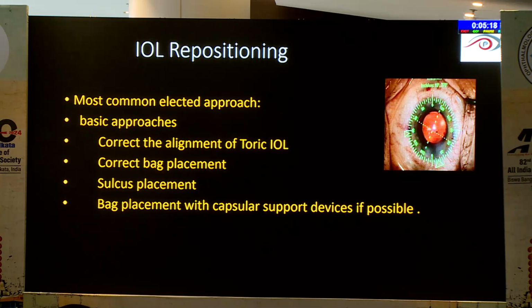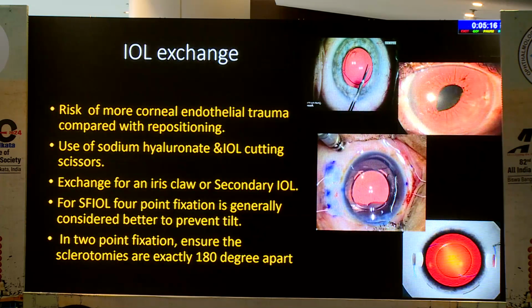Bag placement, in case of capsular support devices, if possible. Exchange: if the risk is really bad, you have to explain the risk of corneal endothelial trauma, and again you are repositioning things. It's better that time you use your high risk exchange. When you are doing it, better to use your IOL cutting forceps, cut it into correct halves and then take it out. If you're planning for an SFIOL, make sure that you are making your point of fixation and markings very correctly. And when you're suturing, you have to check how tight or how loose it is.